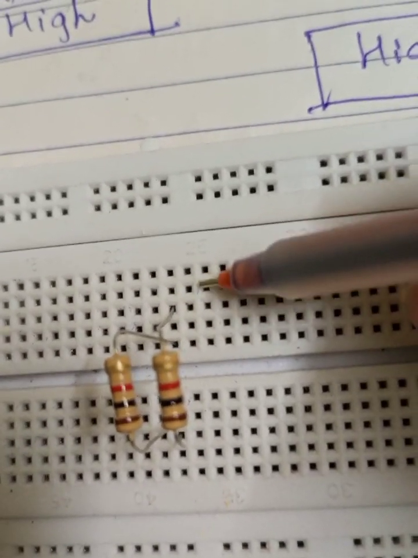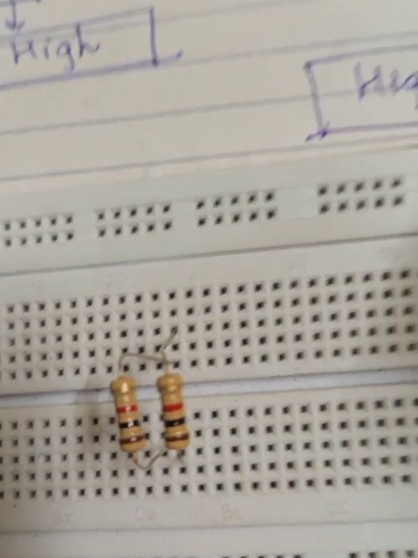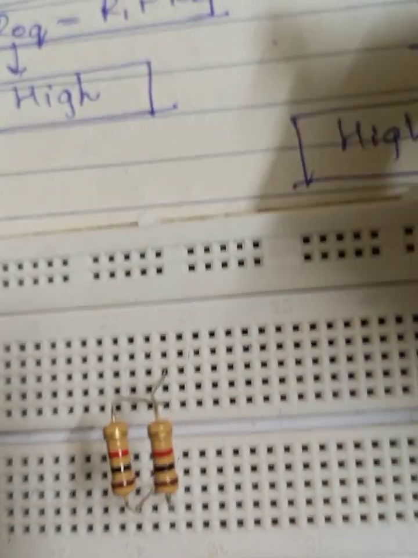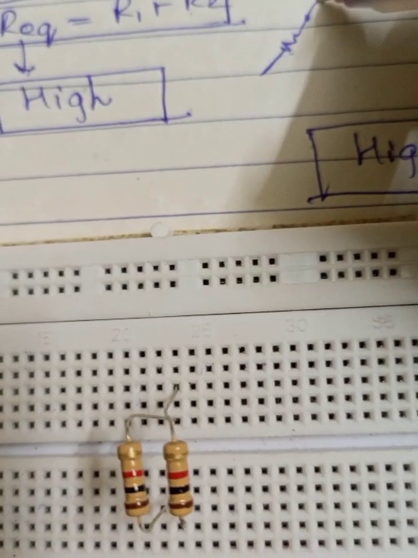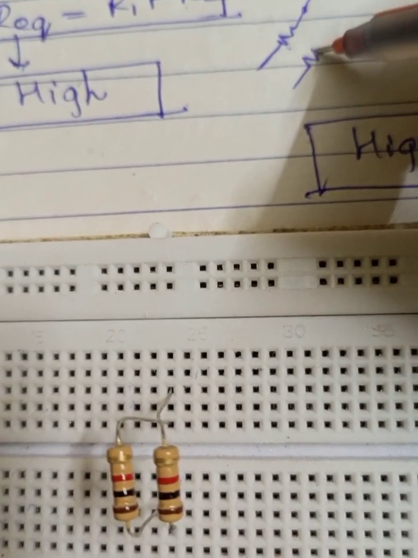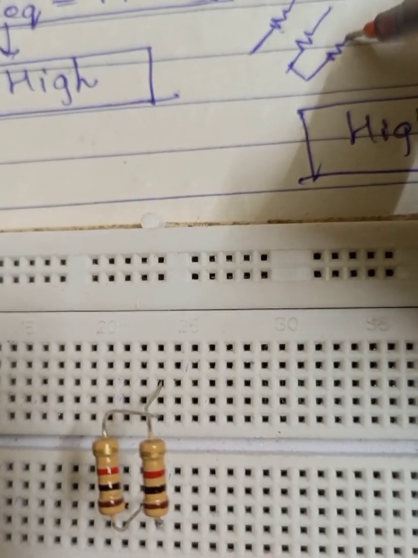Okay, you have to follow my simple rule. If only one end is shorted, then it is in series connection. If both the ends are shorted, then it is in parallel connection.